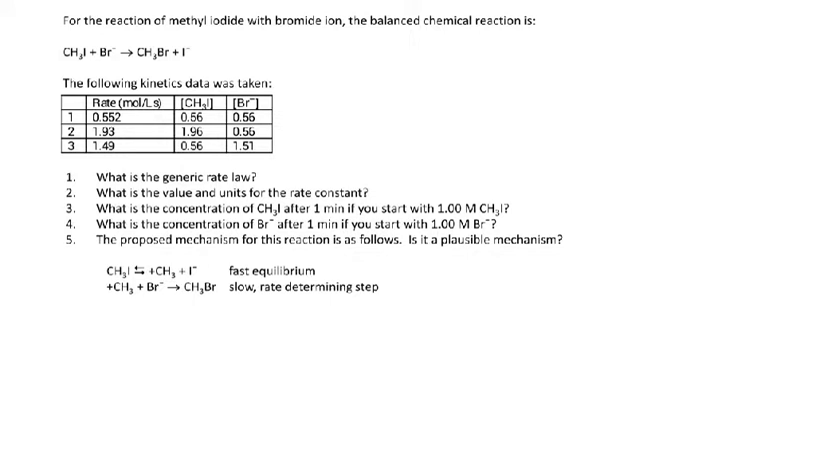Remember, the generic rate law is the rate is equal to k. And for this particular reaction, we're going to look at what the order is with respect to the methyl iodide and what the order is with respect to the bromide. We have to get that from the kinetics data. We're looking for n and m when we're talking about a generic rate law.